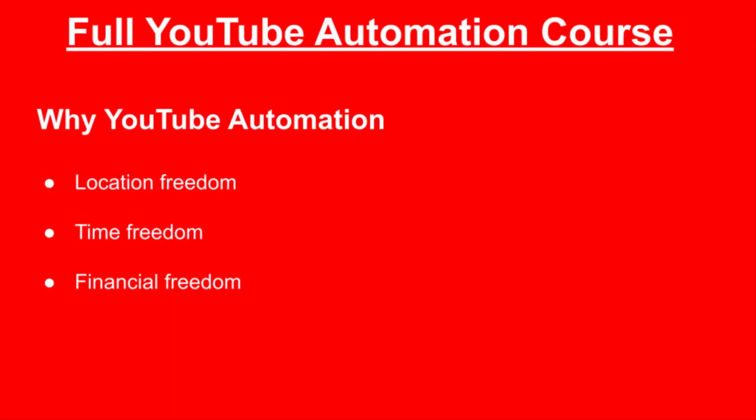And that's all the different things that YouTube automation gives to you. You get the location freedom, you can be anywhere in the world, you get the time freedom, you can work as much as you want, and you can work whenever you want. And you will get the financial freedom if you set everything right. So that's why I think YouTube automation is the perfect online business model.